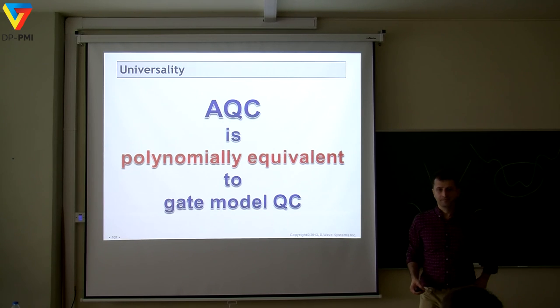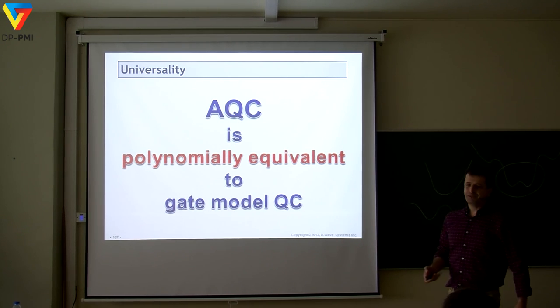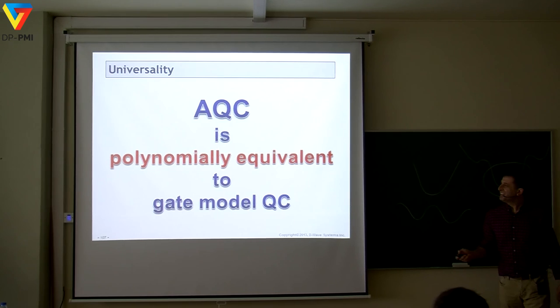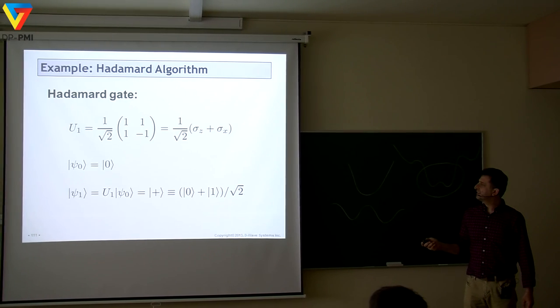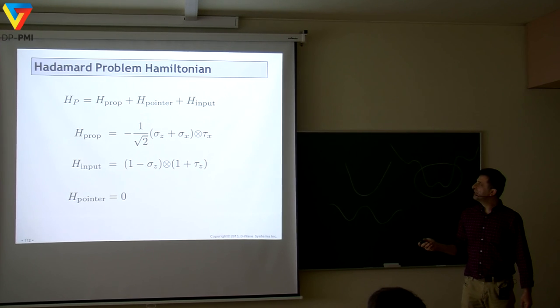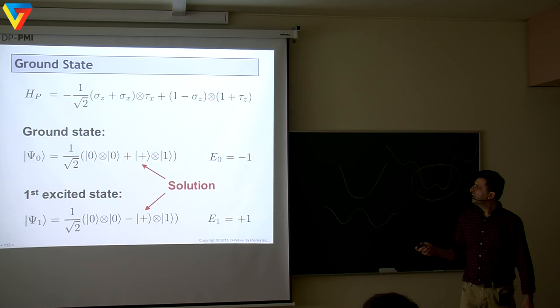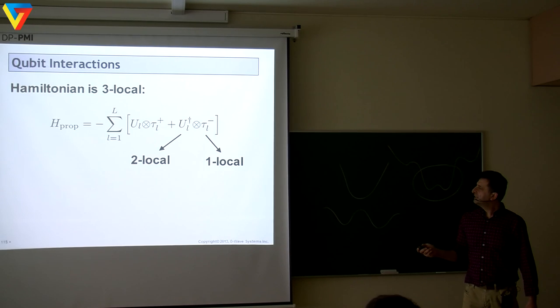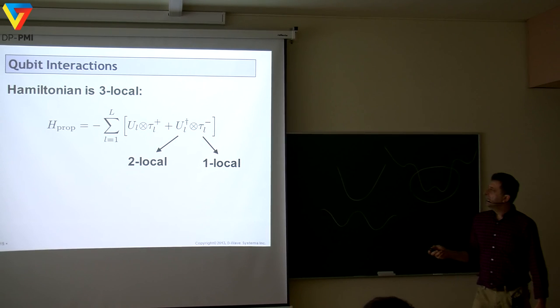How is D-Wave close to this universal adiabatic quantum computation? Okay. Now you're forcing me to go forward. So it turns out that in order to do this, this is an example of a Hadamard gate, and okay, so let's go back this way.